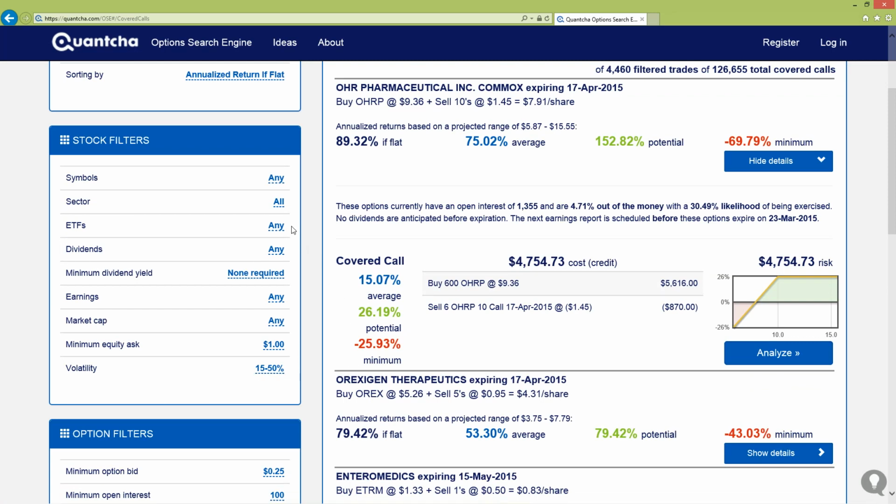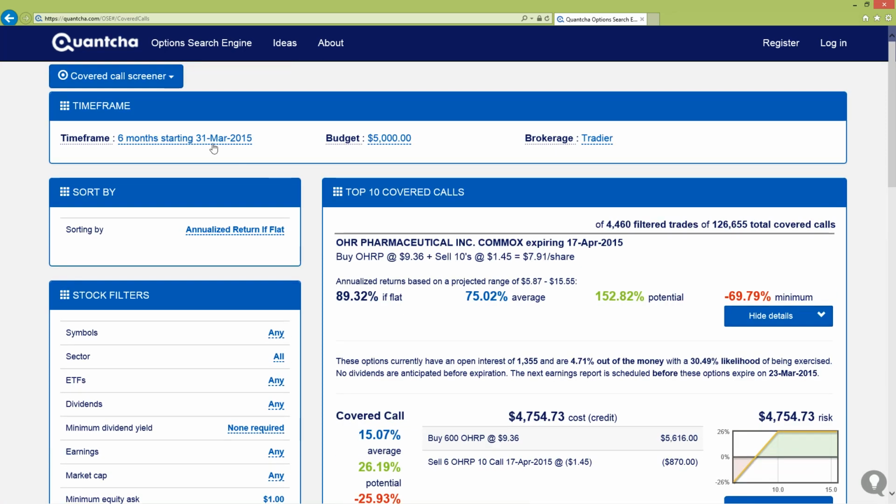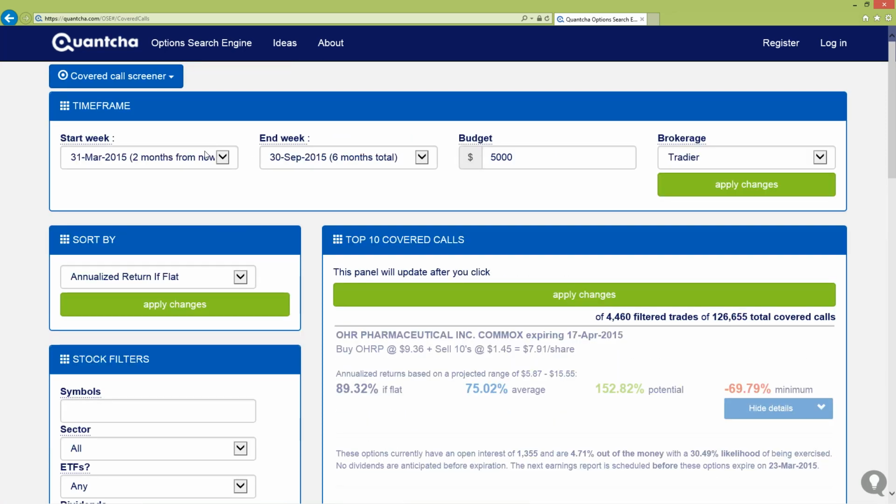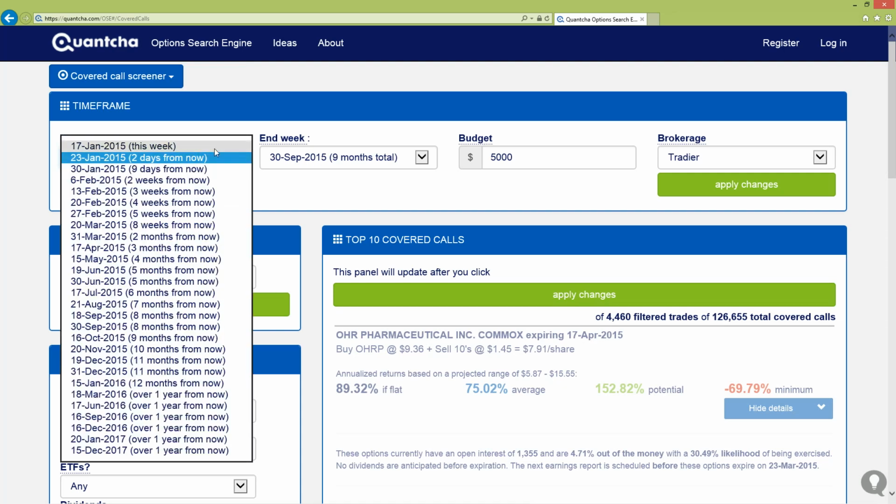But let's say, for example, we're looking for more near-term trades. So I'm going to select from the time frame. I'm going to move it to the week that starts 2 days from now. And this is another key thing to note, is that you're able to see the expiration week, and of course the date comes at the end of the week. So in the case of right now being January 15th, the 17th is this week, the 23rd is next week, but it starts in 2 days technically after the current week ends.